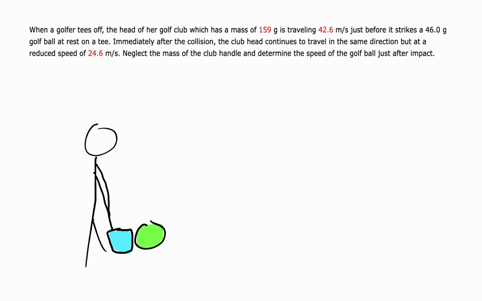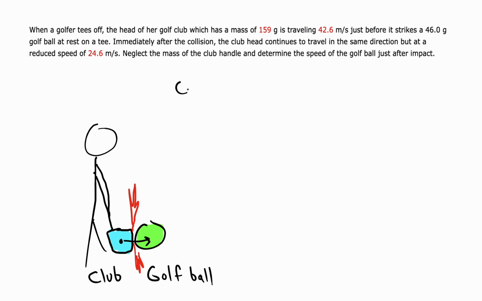Okay, so the objects involved here are the golf ball, which I drew in green, and the head of the club, I drew that in blue. There's going to be a collision. Now, they're saying that the initial speed of the club is 42.6 meters per second.